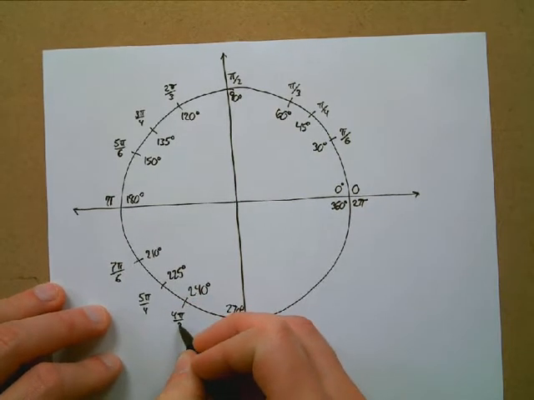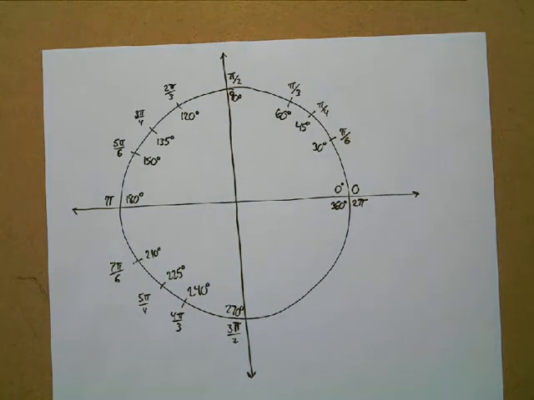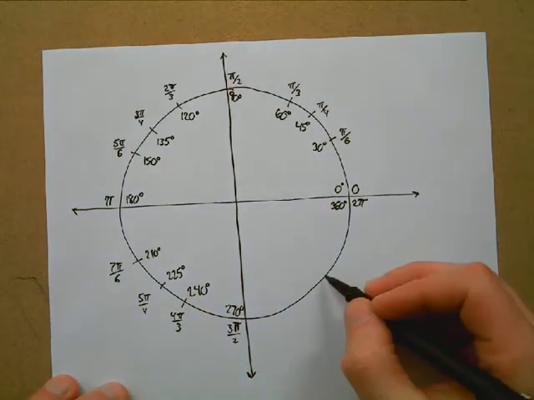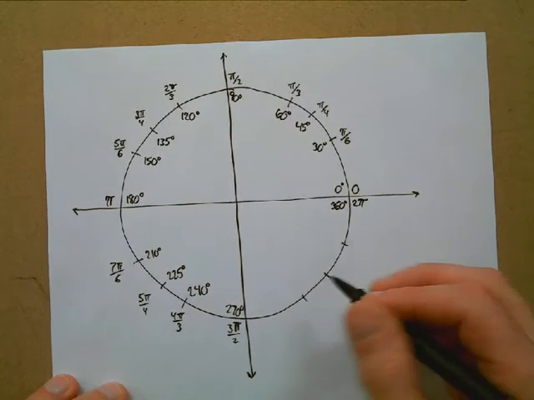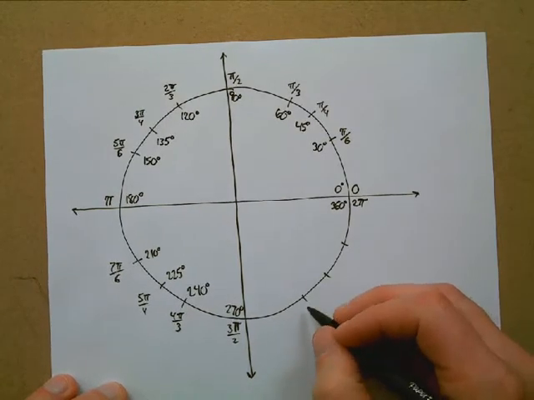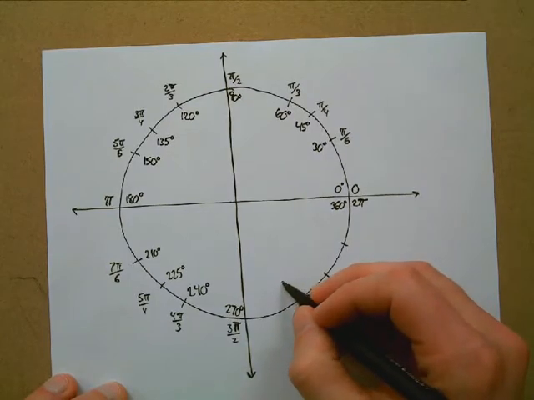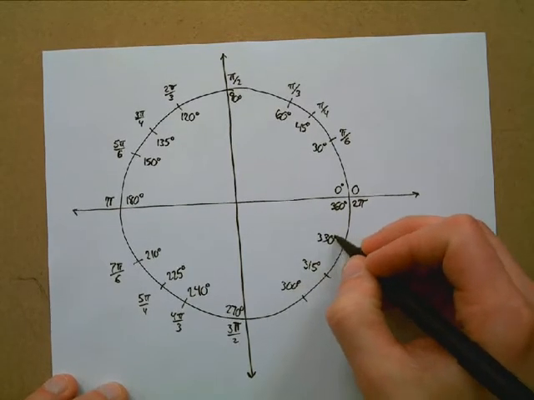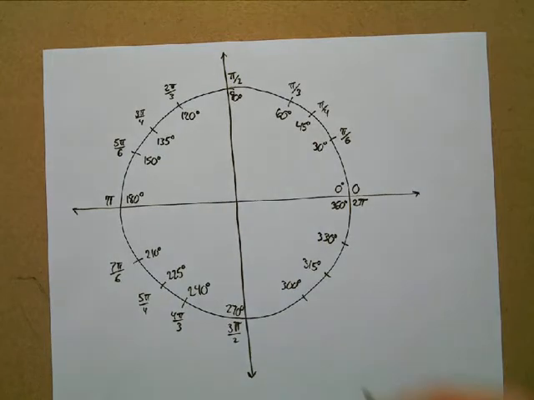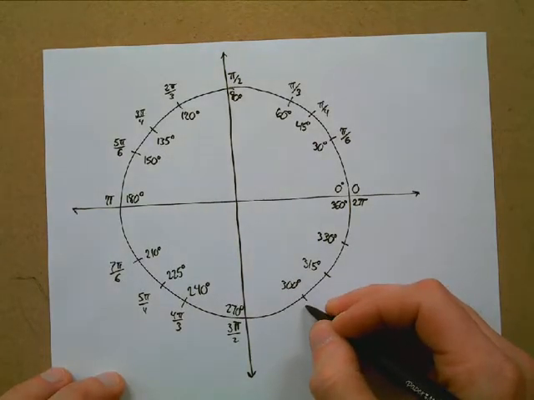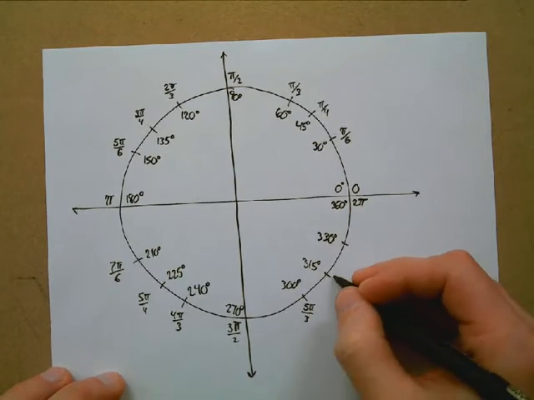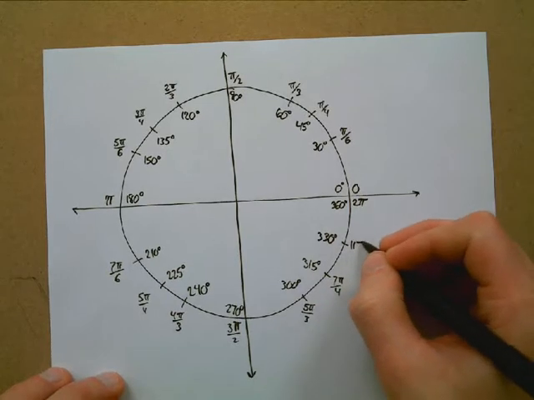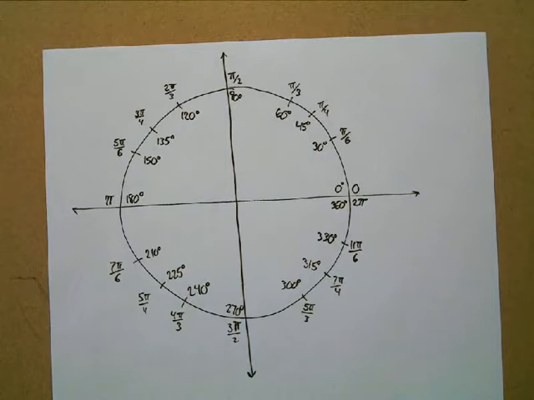Okay. And then lastly, we'll have 300 degrees, 315 degrees, and 330 degrees. And their corresponding radian measures of 5 pi over 3, 7 pi over 4, and 11 pi over 6. Okay. And so there's your first quiz for tomorrow. That's your answer key.